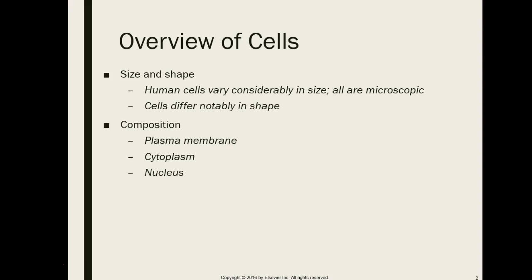Kind of an overview of cells. Different sizes and shapes of cells are found in the human body. They vary in size depending on type, but all are microscopic, so you won't be able to see them with the naked eye. The biggest way that they differ is through shape, though. Shapes can be flat, round, donut shaped. It depends on the specific purpose of that cell as to the shape that it takes.